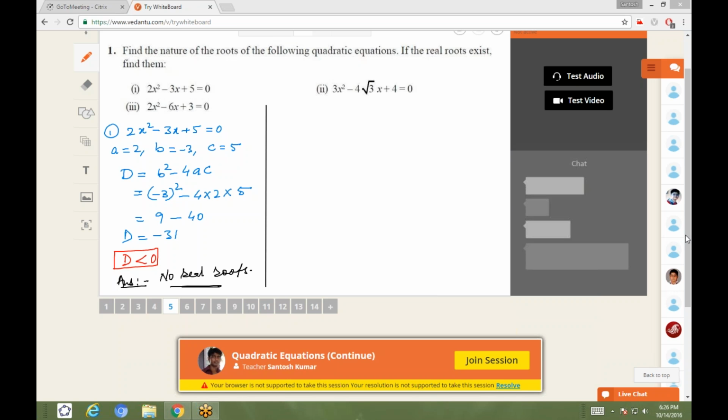No real roots for the second one or the third one? For both of them, no. Actually, for the second one, you have equal roots. Chirag, please tell me the steps so that I can show them. Two equal roots. Yeah, correct, Akanksha. For the second one, you will have two equal roots.